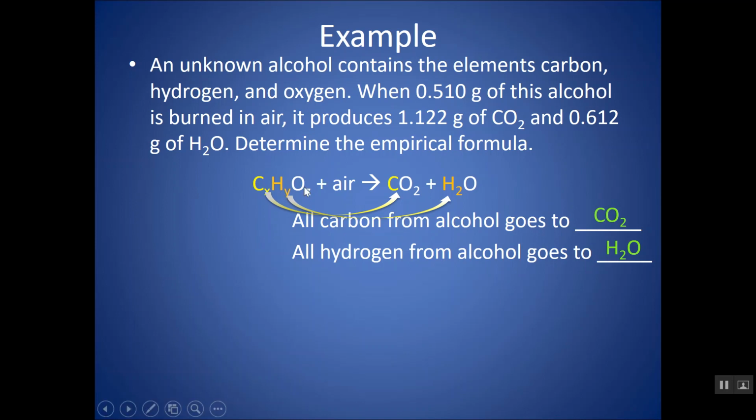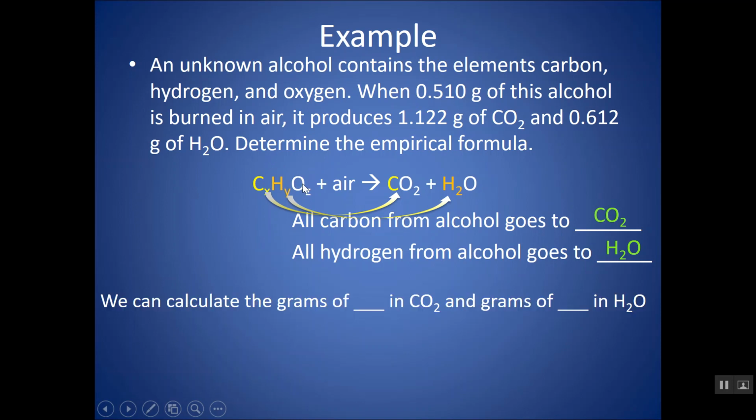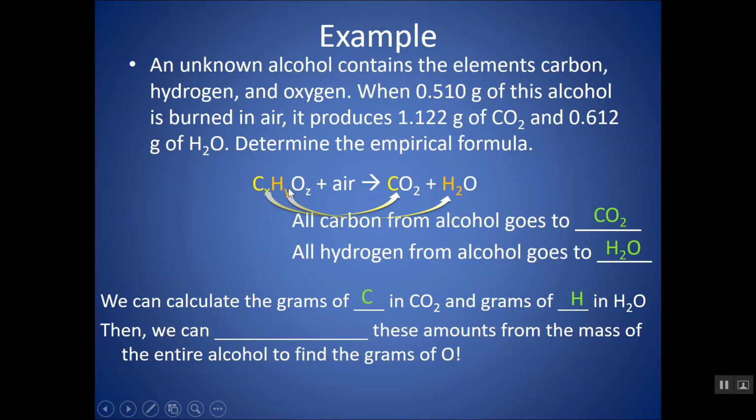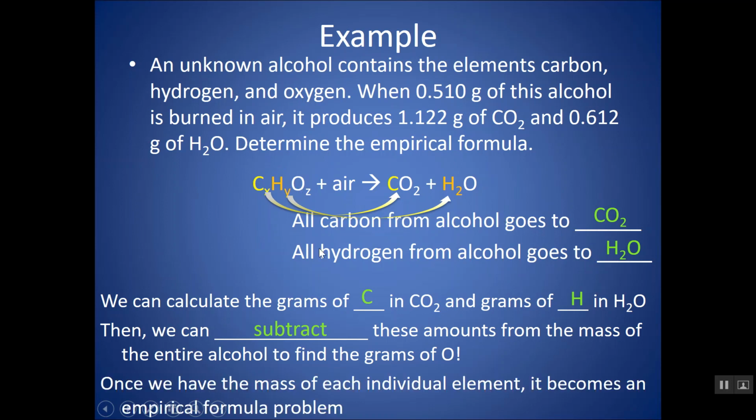Then that leaves oxygen. If I notice oxygen, it's not only in this reactant, it's in the air that's being reacted with. And oxygen is in two different products. So I don't really want to isolate the oxygen from any one of these products. But if I know the carbon and I know the hydrogen, and I know the total amount of the alcohol, via subtraction, I can get the oxygen. So if I can calculate C and H, I can subtract these from the mass of the entire alcohol to find grams of O. And you might have something that's not an alcohol. You might have different starting elements, but there might always be one element you can't trace, and that's the one you'll solve for via subtraction.